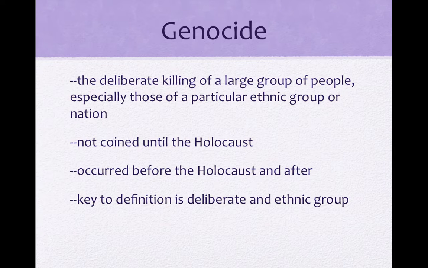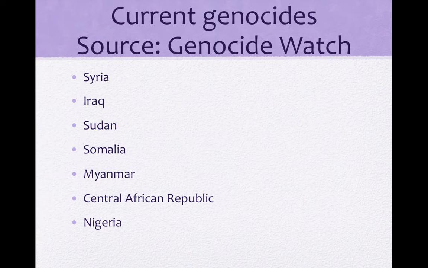and rubbing them with the smallpox virus and giving them to the Indians. Those were deliberate acts that killed large groups of people of a particular ethnic group. So it has to be deliberate, okay? As I said, it could be before and after, and it has to be deliberate, and it's on an ethnic group.